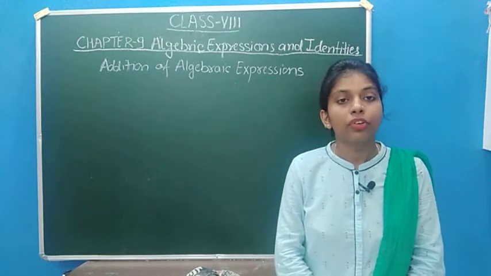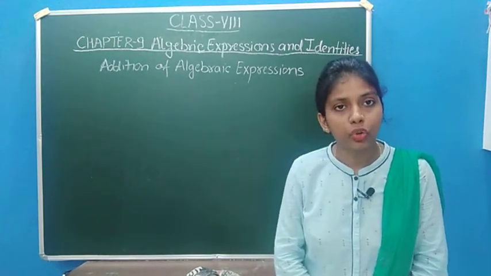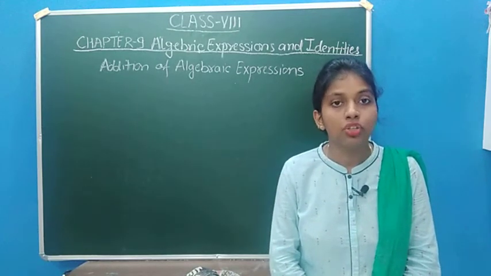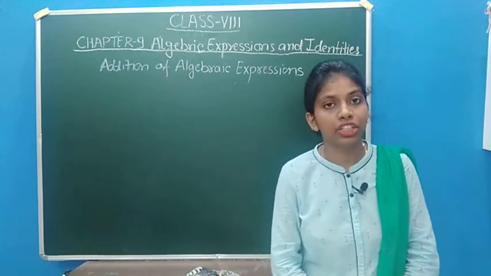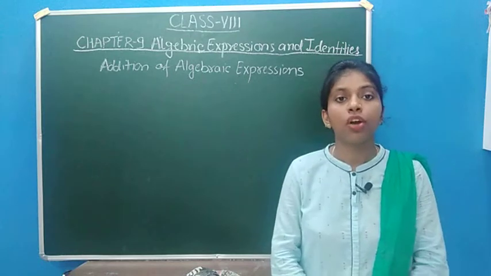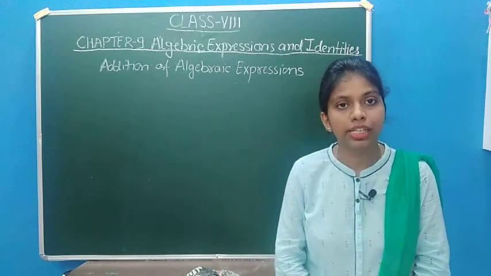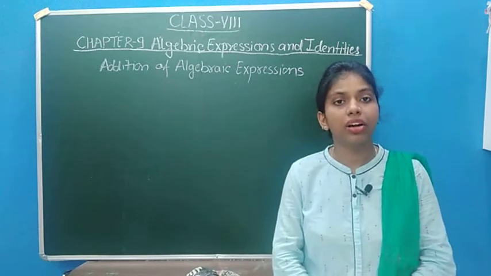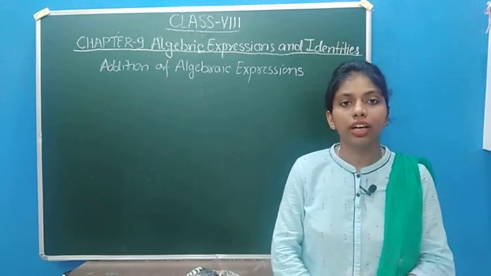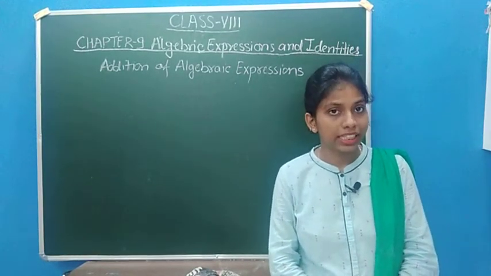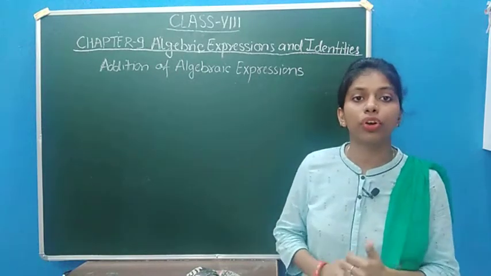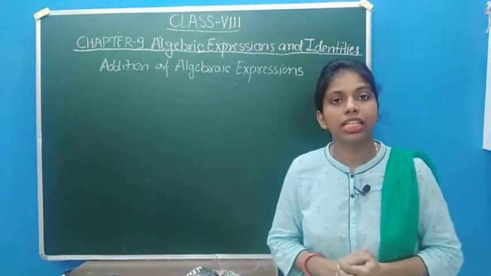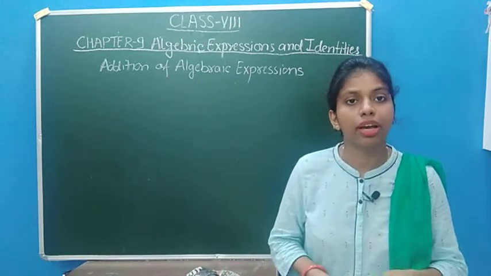We know that if we want to add any two algebraic expressions, we only add the like terms with each other. So the first thing in addition of algebraic expressions is we have to arrange the expressions in such a way that we write the like terms below each other. So we have to arrange like this so that like terms are below each other. So let's discuss the addition of algebraic expressions by one example.